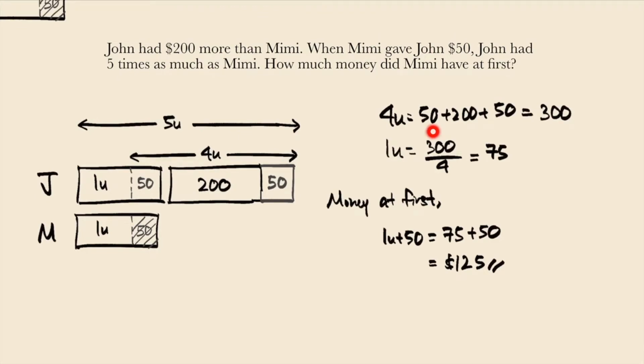So 4U is therefore 50 plus 20 plus 50. So that gives us 300. 1 unit is 75. How much money did Mimi have at first? So recall that Mimi at first would be 1U plus 50. So 1U is 75, 1U plus 50 is 125.